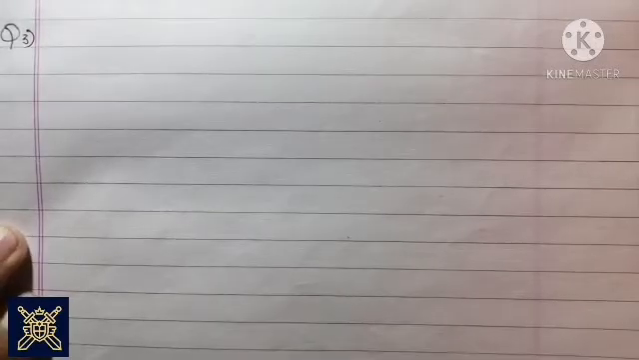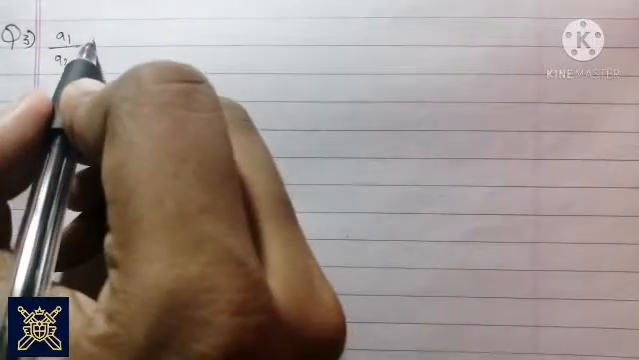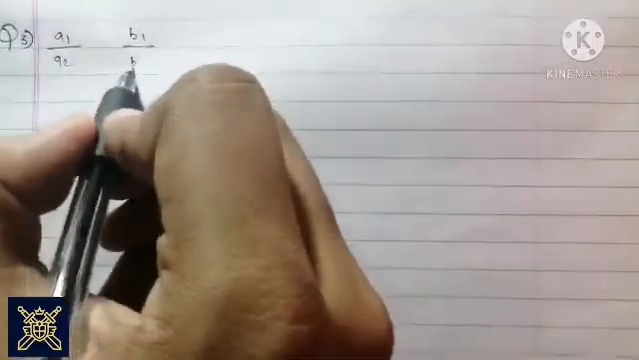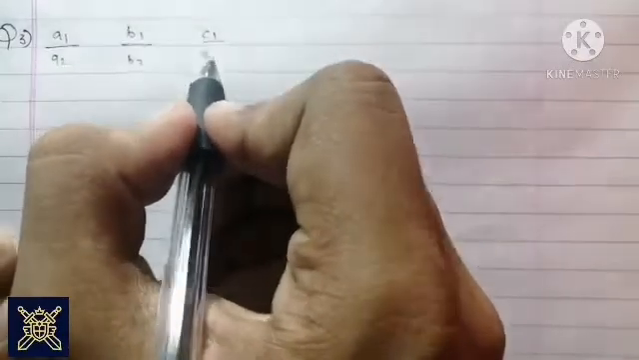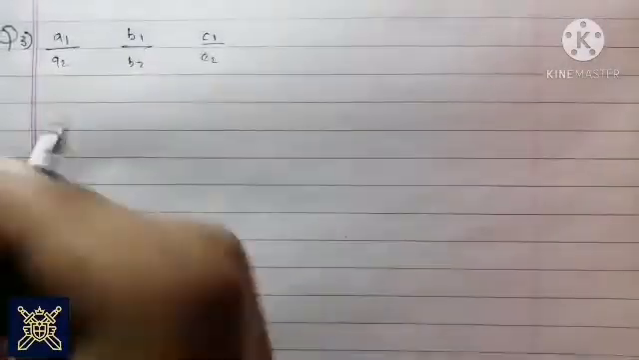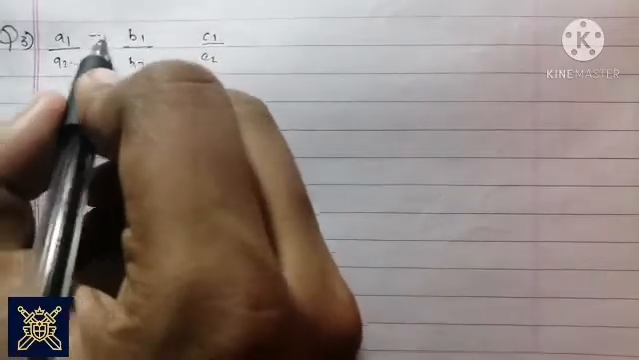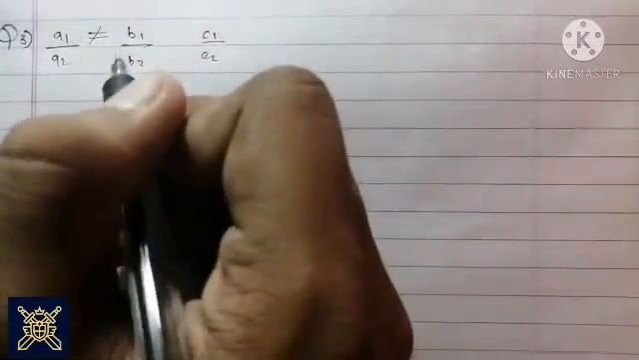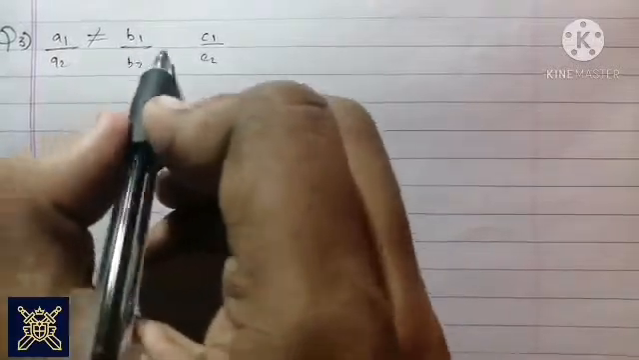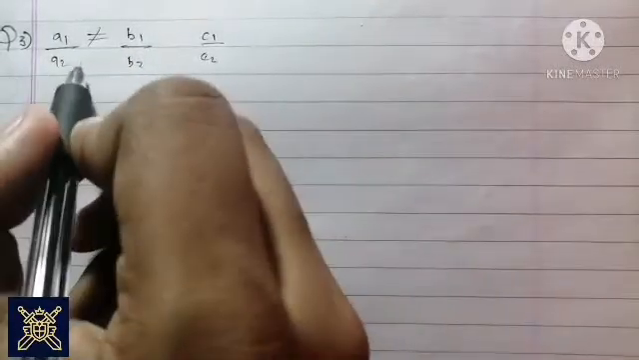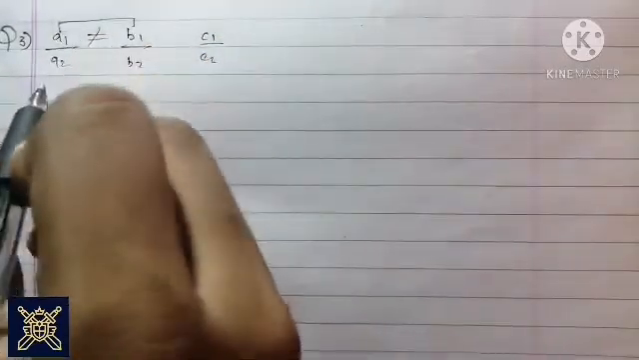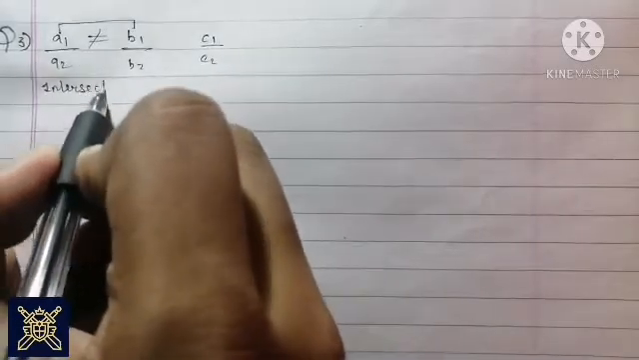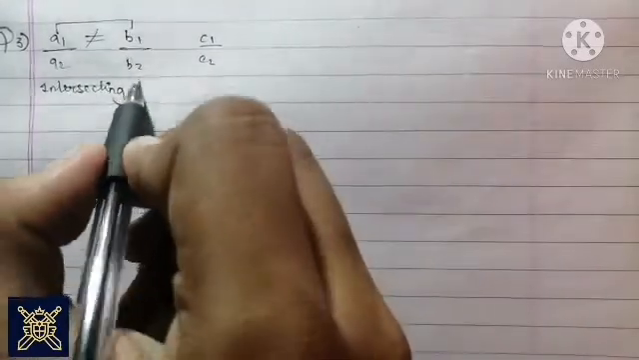Before doing the solution of the question, we just have to keep in mind some basic concepts. We have to study the relation between a1 by a2, b1 by b2 and c1 by c2. In the first case, if the first two ratios are not equal, then there is no advantage of taking their relation with the third, because at the first position only they are unequal. If this is the situation, the lines are called intersecting or consistent.